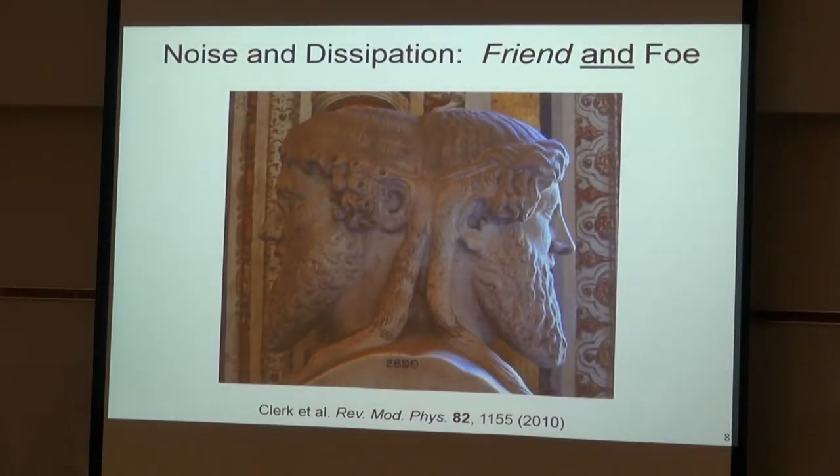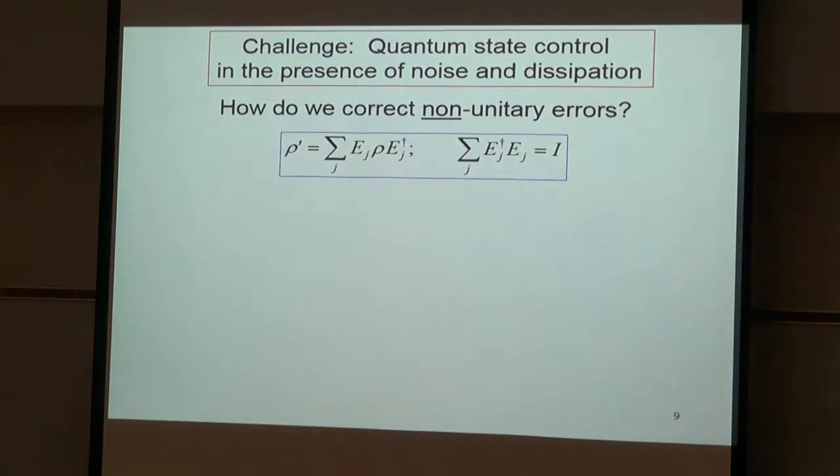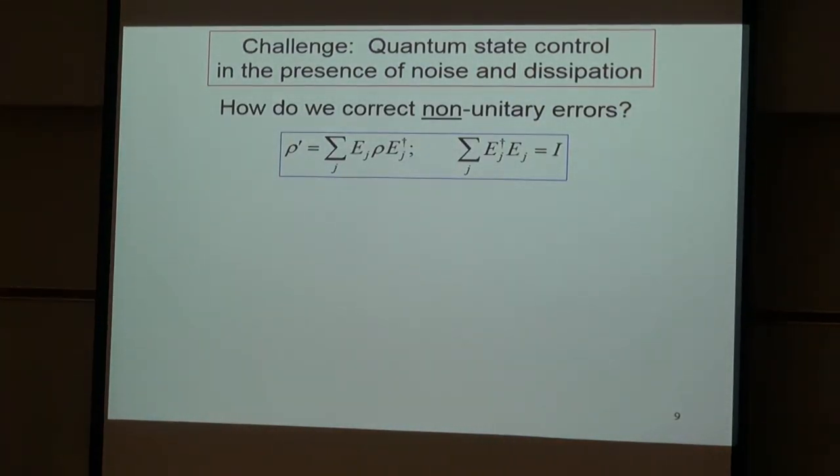Okay, so it's not friend or foe, it can be friend and foe. And so let's think about when it's bad. Suppose I have a quantum system and it's described by some density matrix, which I would like to be pure. Maybe it even is pure at the beginning, but after some time, it has been mapped because of dissipation to a new density matrix. It still has to have trace 1. It still has to be positive. Still has to be Hermitian.